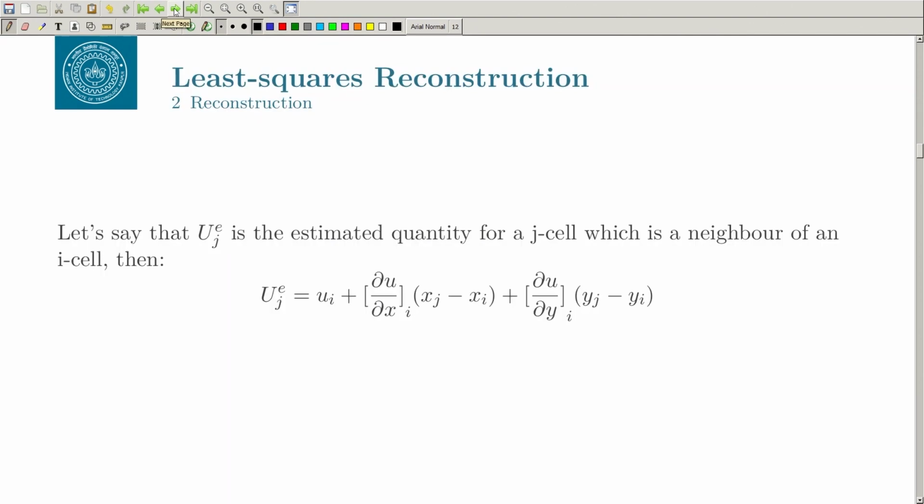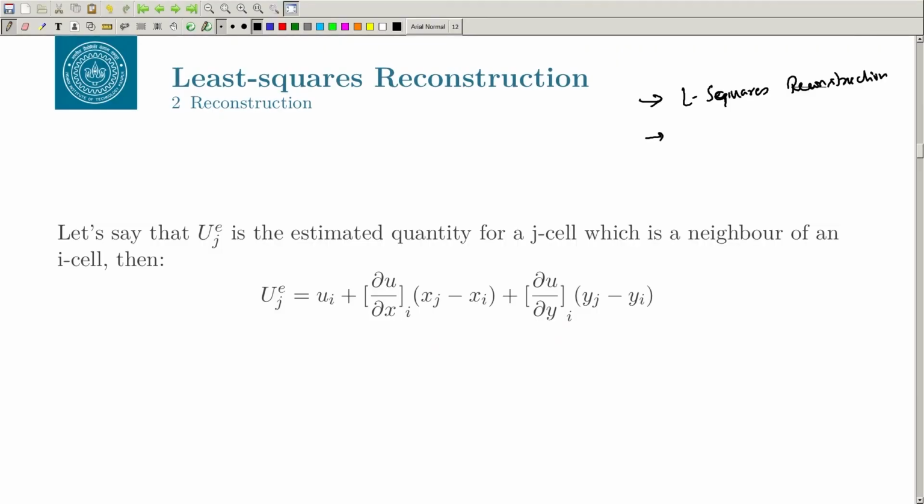We have two approaches. One we call the least squares formulation, or least squares reconstruction. This approach or this path is called reconstruction. That means how the flow variable is reconstructed within the cell, that is what we want to find out. If you know how the flow variable is varying inside the cell, then we can calculate the gradient. And then we also have the Green-Gauss approach. These are the two most popular approaches.